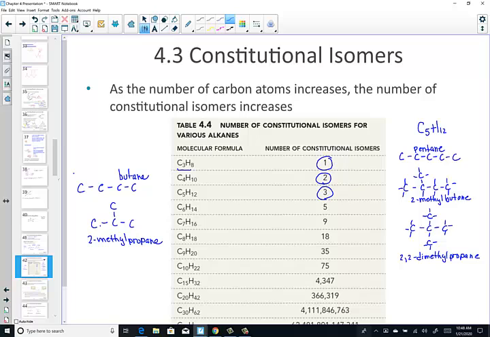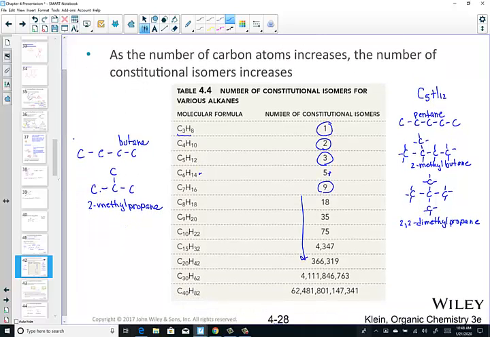And the game continues. With 6 carbons, I can find 5 different ways of connecting them, from straight chains to branches. There are 9 different ways to hook 7 carbons. And notice that as you increase the number of carbons, the number of constitutional isomers becomes quite large.